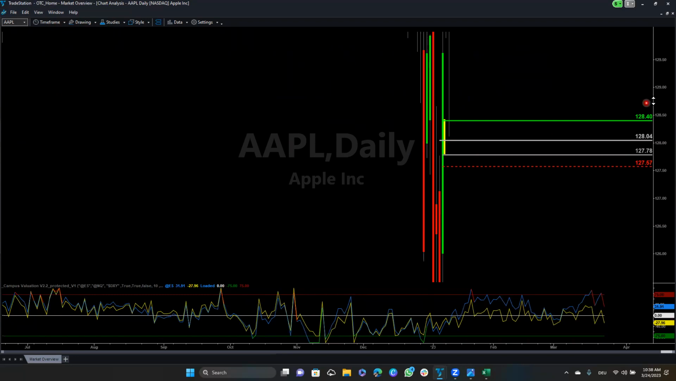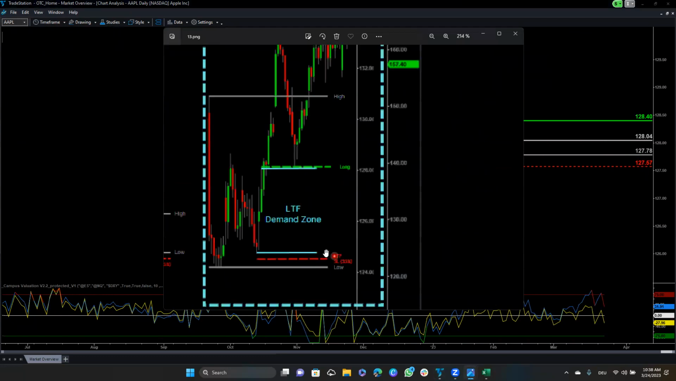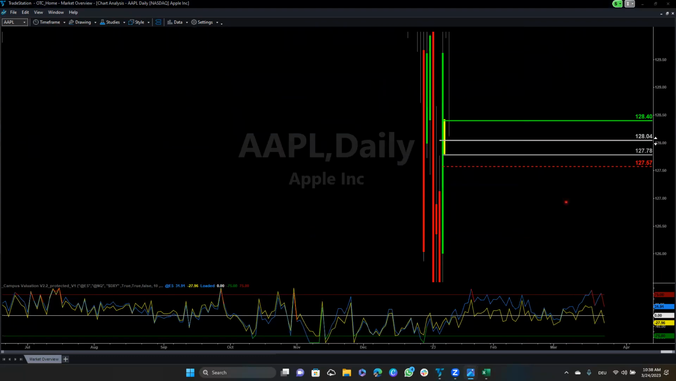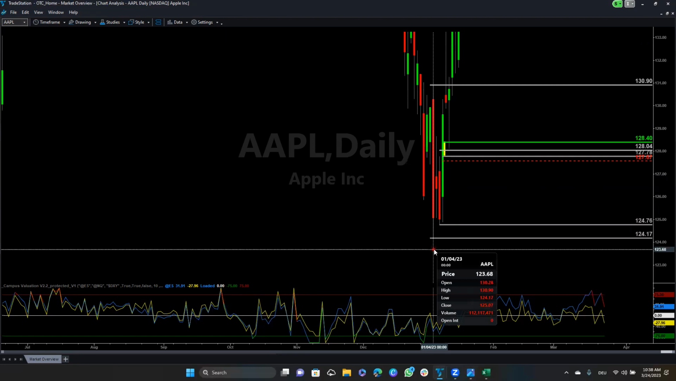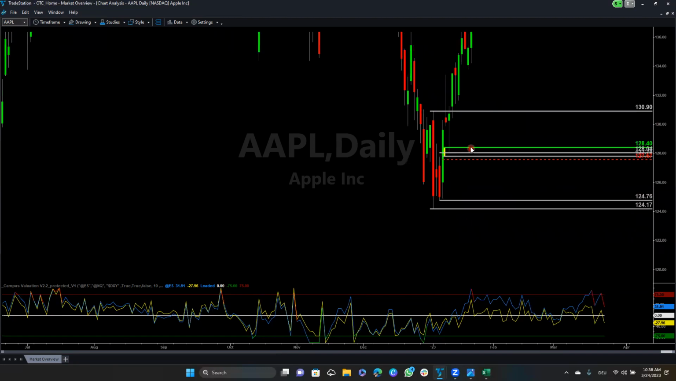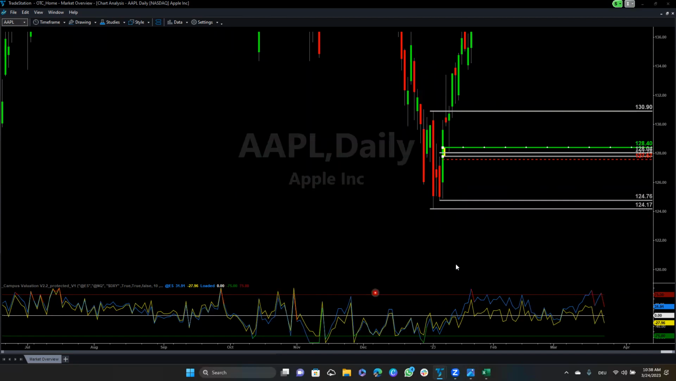It is a 60-minute demand zone with an entry here, 128, and a stop loss only 33% here, for example, below the lower time frame zone, that's possible. It's also possible that you move your stop loss here also below the hammer candle. Depends on you, right? Depends on profit margin, depends on your trading experience, trading plan. And look how big is your reward now? 2, 4, 6, 8. Boom.